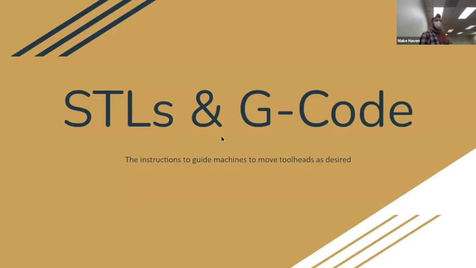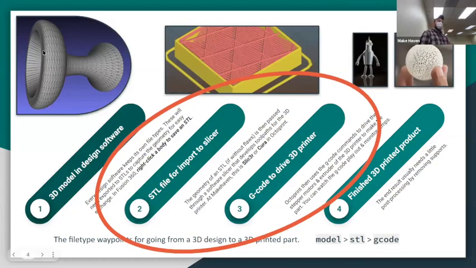So first up, let's talk a little bit more about STLs and G-code. We sort of glossed over it last week. And if you did a badging for the 3D printer, then you probably talked about these a fair amount, because the STL is the shape you bring to a slicer like Prusa slicer, and then the G-code is what the machine actually runs. So we saw this graphic, the STLs are all triangles like this.